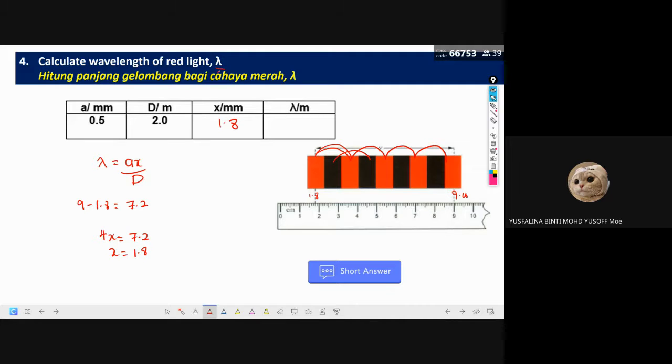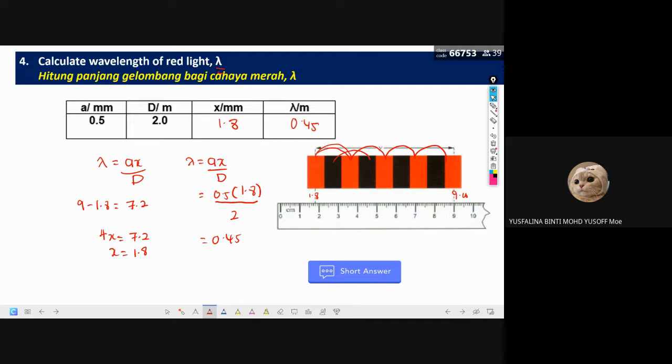So you have to find lambda. So lambda is ax over d. So a is 0.5, x is 1.8, and d is 2. So 0.5 times 1.8, and you divide by 2, you will get 0.45. Okay, so 0.45. So that's the answer.